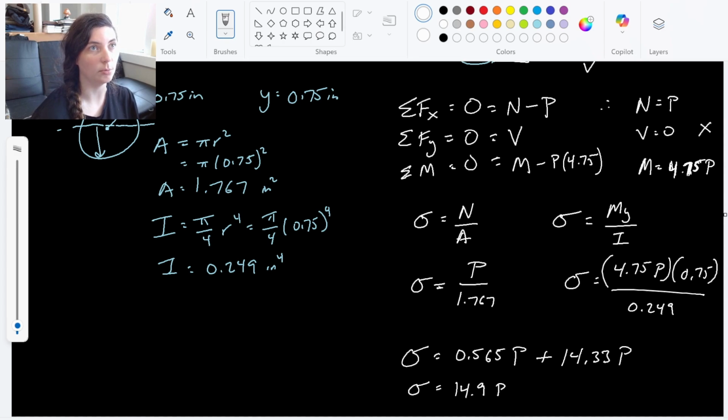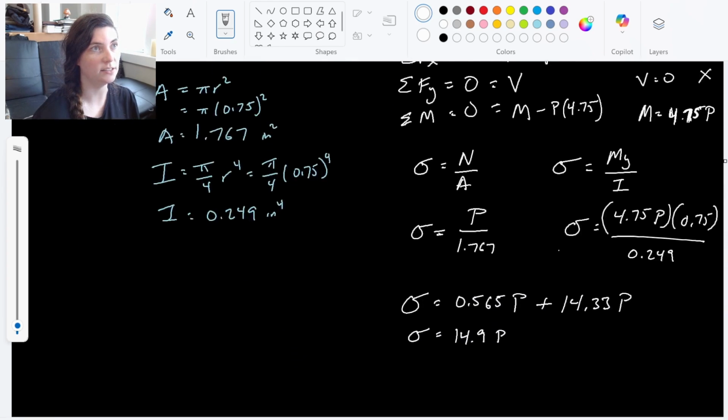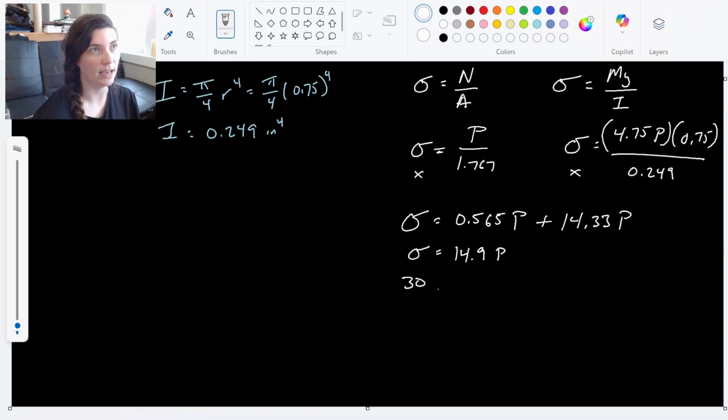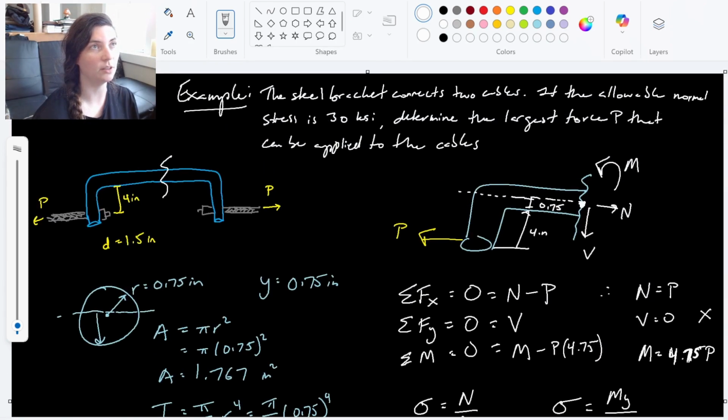They gave us an allowable stress, and that is the allowable combined stress. That 30 ksi does not go in either one of these individually. It comes into this combined one. So I plug in 30 ksi here, divided by that 14.9 to get my P value. Gives me a P value of 2.01 kips. So that is the maximum amount that we can load onto the cables here so that the bracket does not exceed the allowable stress and break.